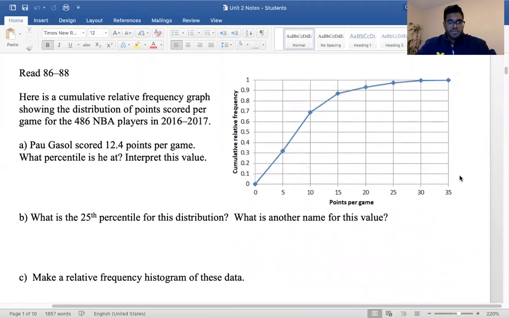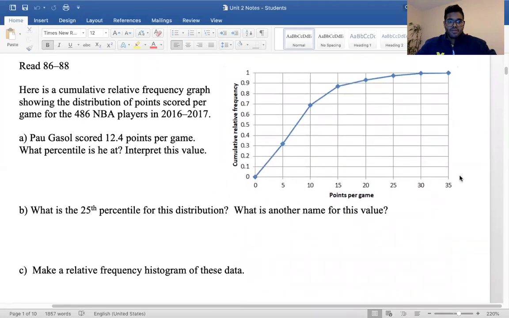Okay. So here is a cumulative frequency graph. Cumulative meaning it adds all up, so you're going to keep building on itself. It shows the distribution of points scored per game for the 486 NBA players in 2016 and 2017. So Pau Gasol scored 12.4 points per game. So what is his percentile? And interpret that value. So what percentile is he at?